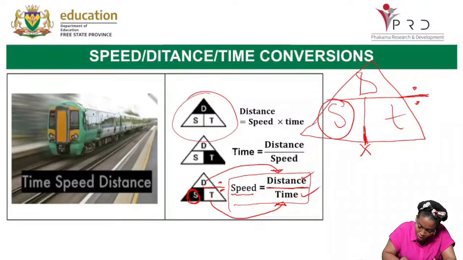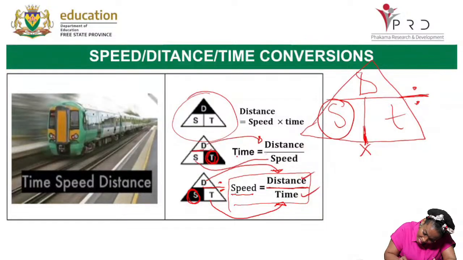And then when it comes to time, here is your time here. If you want time, you will highlight time. What is on top of time? It is distance. There is the distance on top. What is at the bottom of D? It's S, your speed. And then remember, what is the meaning of this line? It means you must divide. So there is the division. So time equals distance over speed.